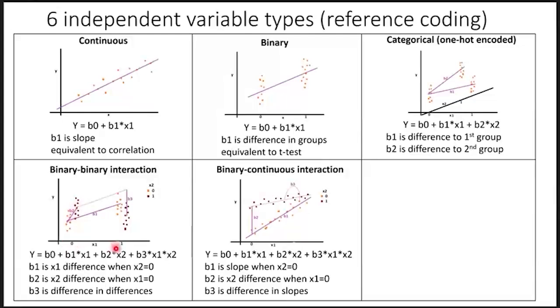Because if we look at the equation, you see that B2 is, when orange is 0, this cancels out, and this cancels out. So it's only B0 plus B2 x2.